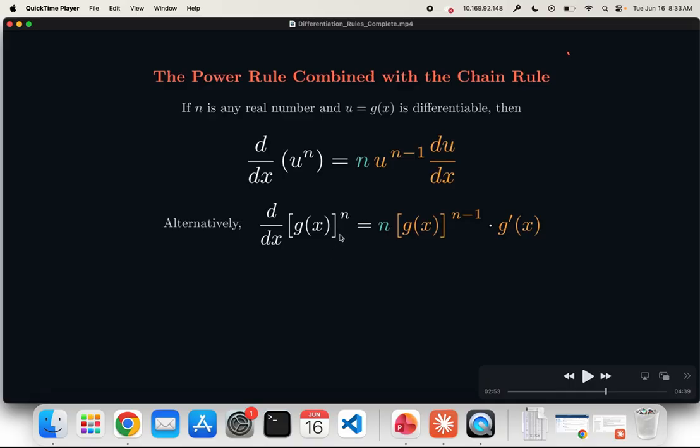Again, you do the power rule, you bring down the n, you leave the inside function alone, subtract 1, then you differentiate the inside function. So this is how you apply the chain rule that has the power rule as the outside function.